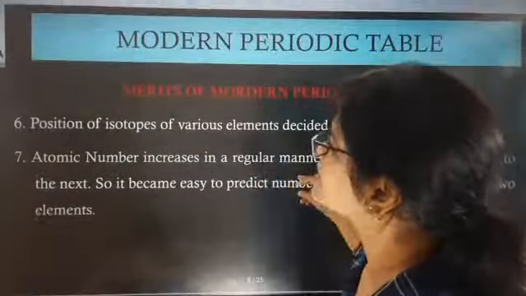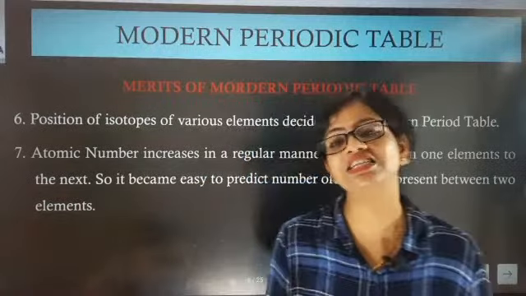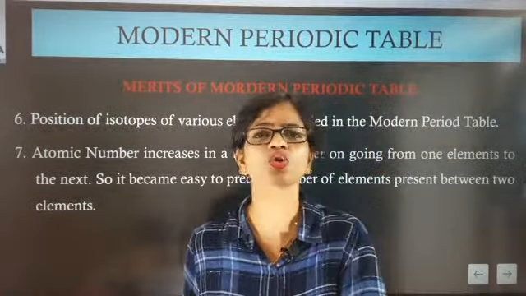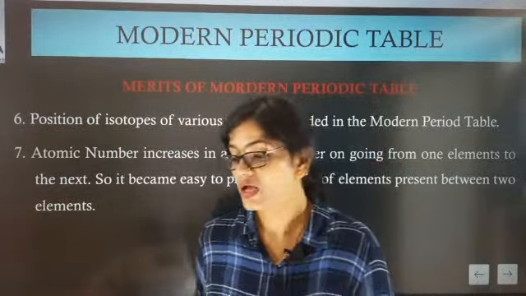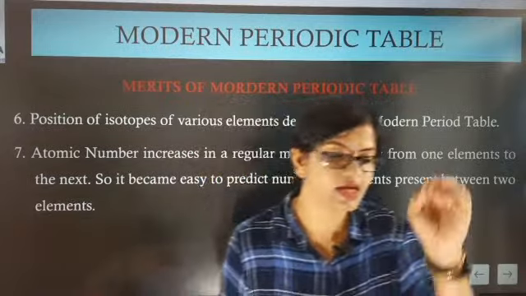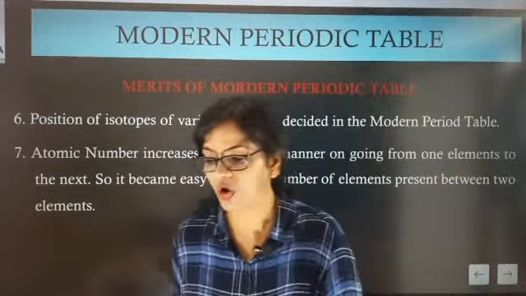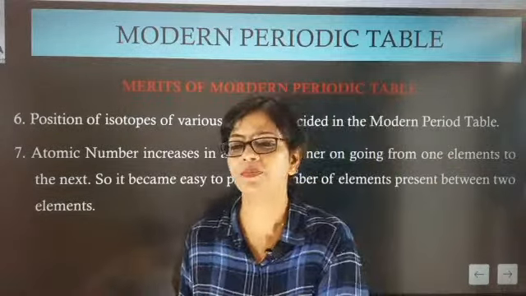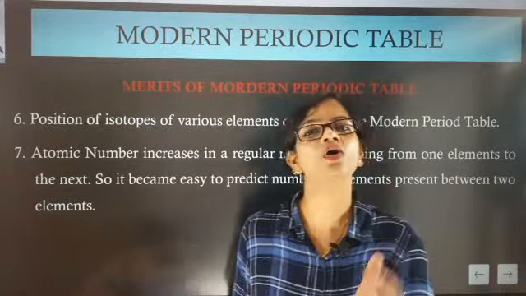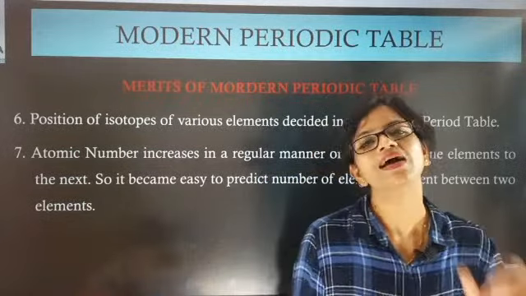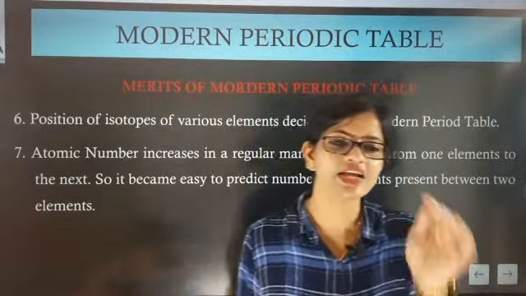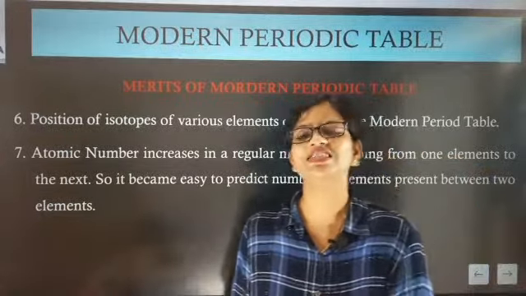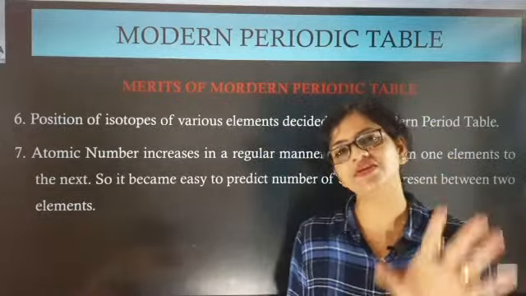Okay. Now next is the position of isotopes in the modern periodic table. So where are the isotopes kept in the modern periodic table? Can anybody tell me? Since in the periodic table the elements are presented according to their atomic number, and we are writing the atomic number of the element and atomic mass also, it is very easy to keep the isotopes together with the element.